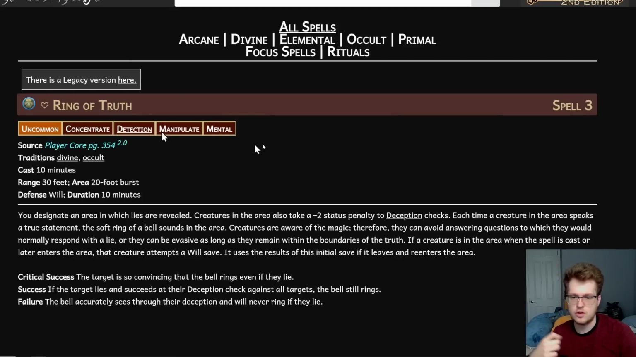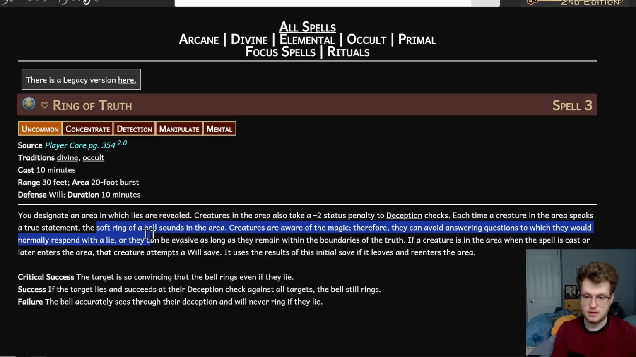There's also, of course, Ring of Truth, which is the new name for Zone of Truth, which lets the targets make a Will save to try not to have to speak the truth. A ring of a bell sounds as long as you are telling the truth. And so, there you go.